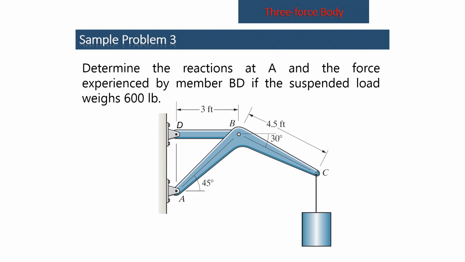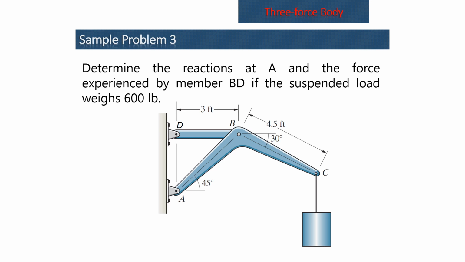In this problem, determine the reactions at A and the force experienced by member BD if the suspended load weighs 600 pounds. If you look at the angle bracket ABC, it is pin connected at A. It is connected to member BD by a pin at B. And it has a weight at C. So it is a three-force member. But we will not be using the complicated geometry in solving the forces.